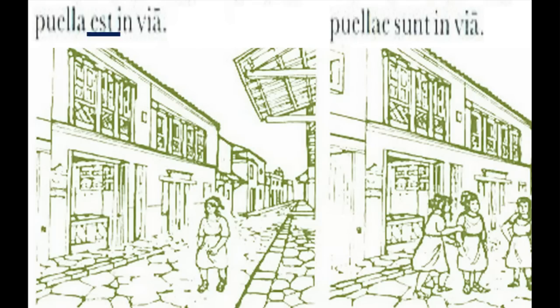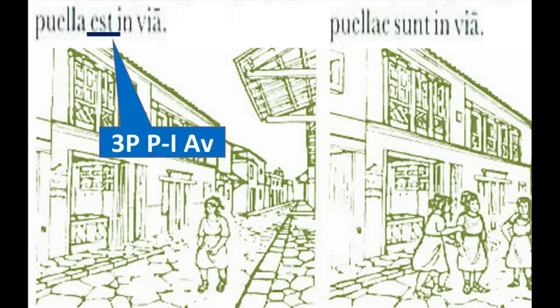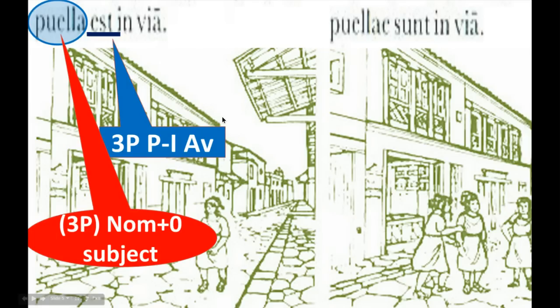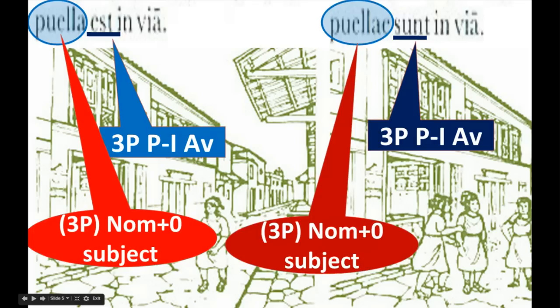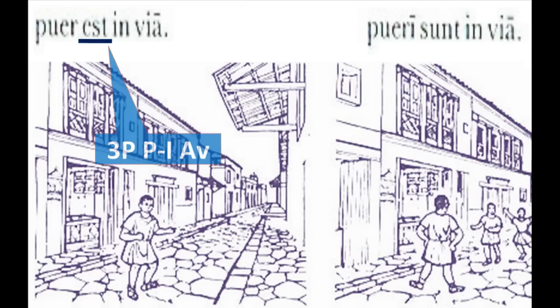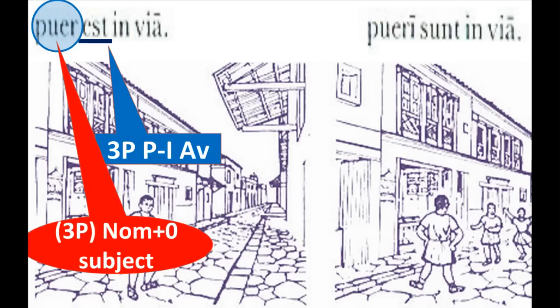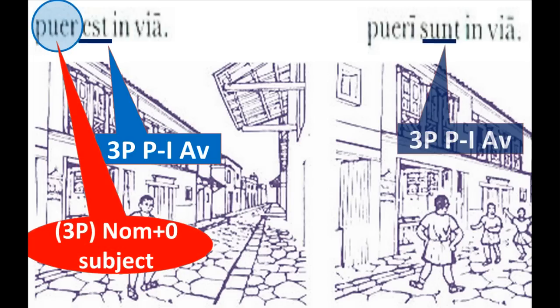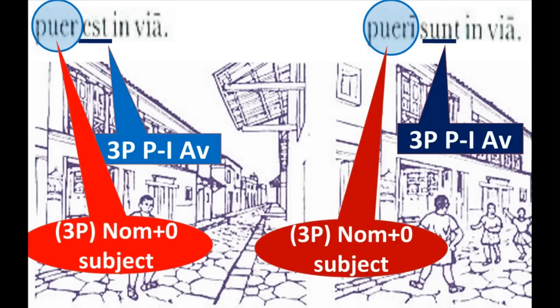So let's go to more drill again. Est, there's your verb. Where's your subject? It's a third singular subject, not a plural. There's your plural. So if you have a plural verb, you have to have a plural subject phrase. Same person. All nouns are third person. So there's your third singular, there's your third singular noun. There's your third plural, there's your third plural noun.